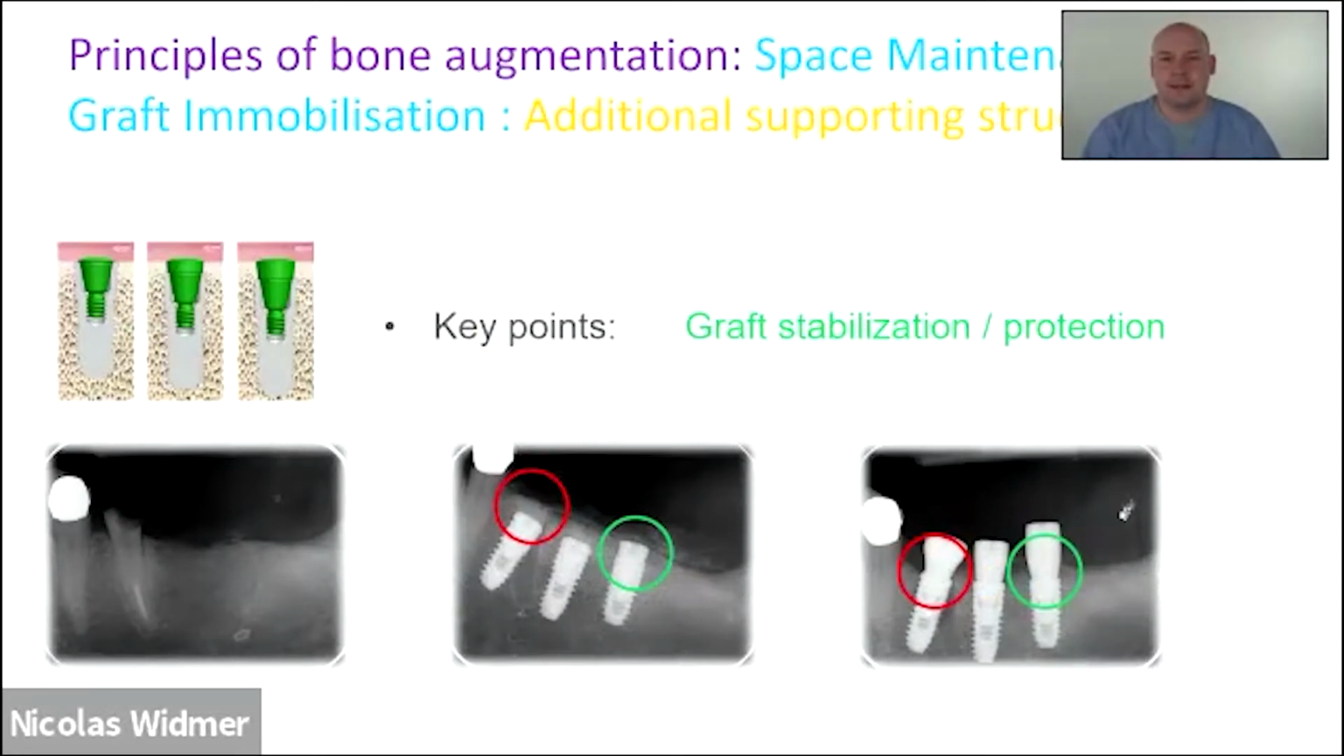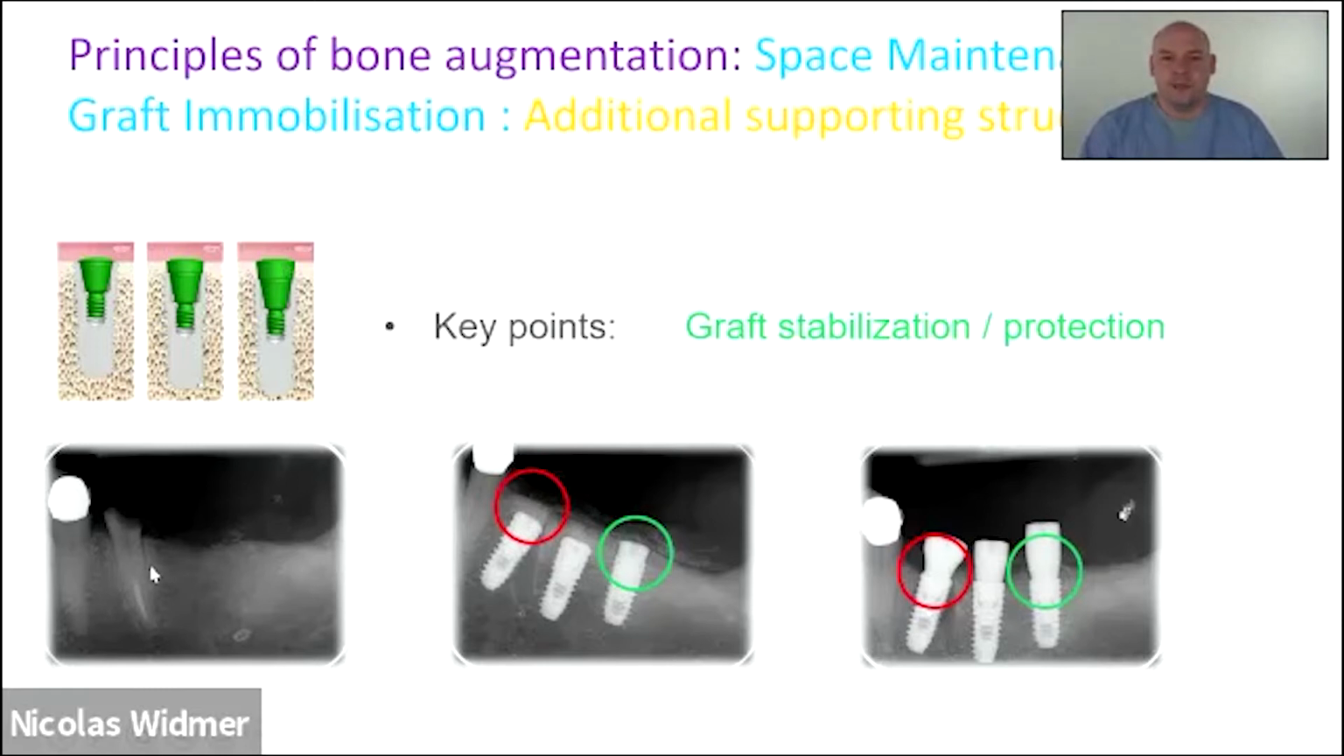Or another interesting case. Here, I extracted these teeth. I put an immediate implant and 2 other implants. The angulation is not ideal. That's another topic.